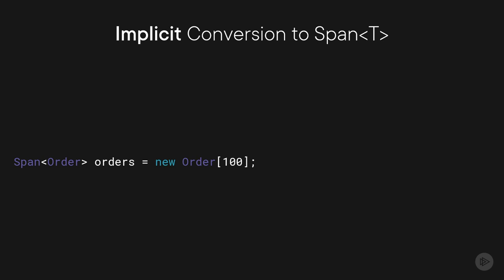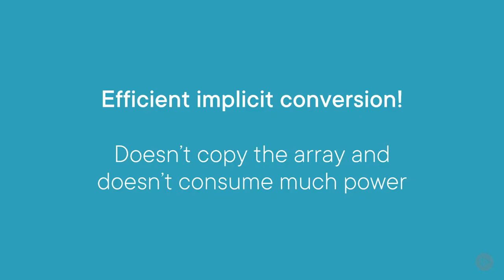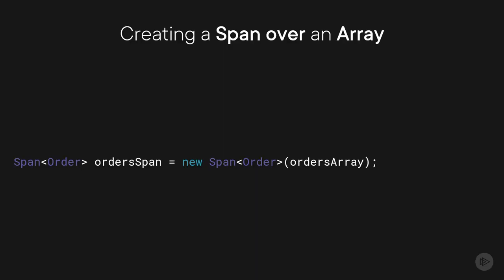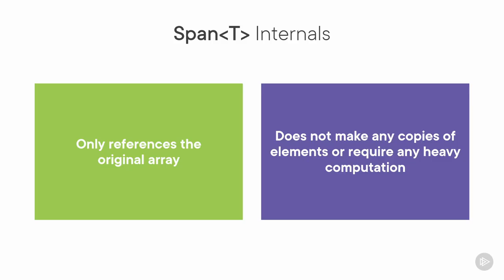This implicit conversion will give you an instance of a Span<T>. It doesn't require much computational power or additional memory to do this. The implicit conversion is the same as constructing a new Span<T> and passing the array to the constructor. This will give you an object that spans the entire array. Internally, the constructor only stores a reference to the array and doesn't create a copy of it.